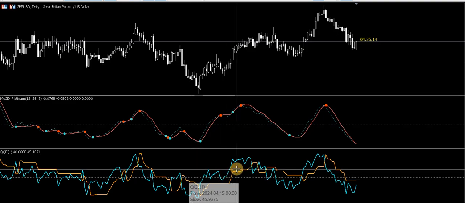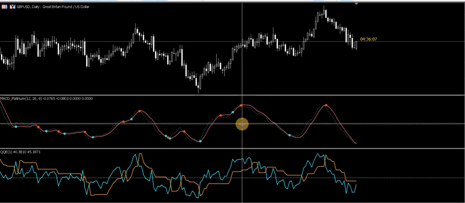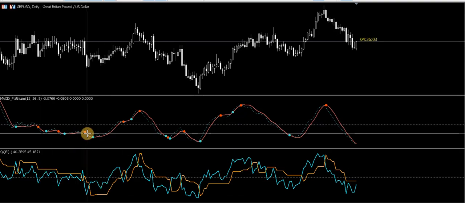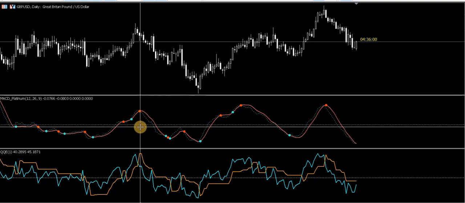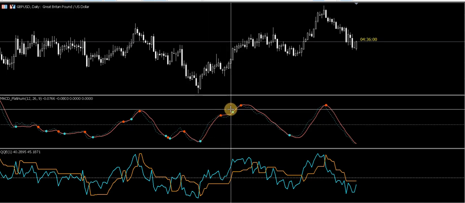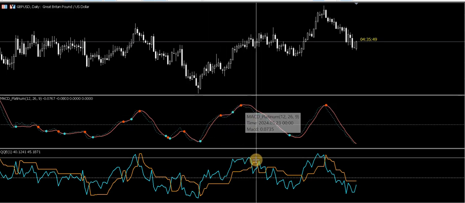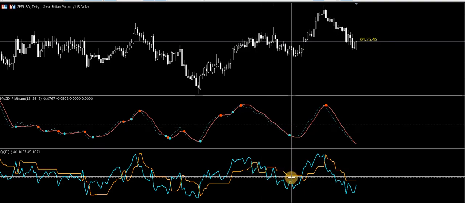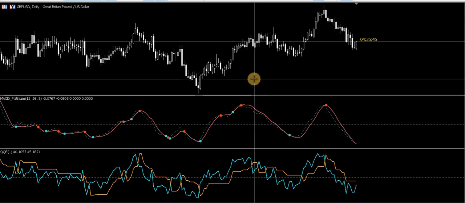Now, I don't need to look at where it is compared to the 50 level, because the MACD Platinum sort of does that for me. You can see it follows the same sort of trend as the MACD Platinum. When it's up high, the MACD Platinum is above the zero level. When it's down low, the MACD Platinum is below the zero level. So I can just take it as a gimme that any crosses I get above the zero level are also above the 50 level, or below the zero level in the MACD Platinum, below the 50 level in the QQE Advanced.